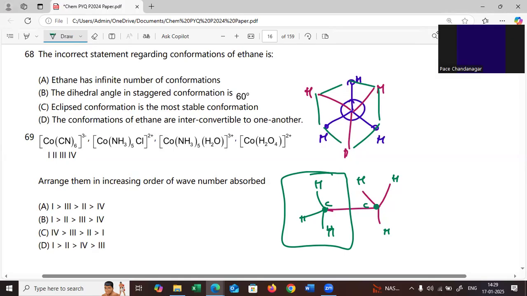Okay, so the incorrect statement is being asked. No, it is three conformations for ethane. And the dihedral angle in the staggered configuration is 60 degrees. Yes, this is my 60 degrees angle of one hydrogen to the other hydrogen. Here also you can see 60, 60. So all these 60s together make up your 360 degrees, right? Six angles here, 360 degrees completely.